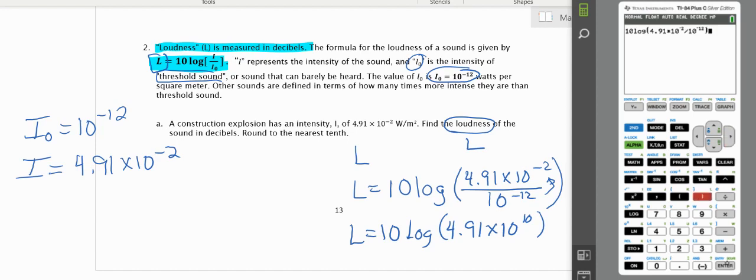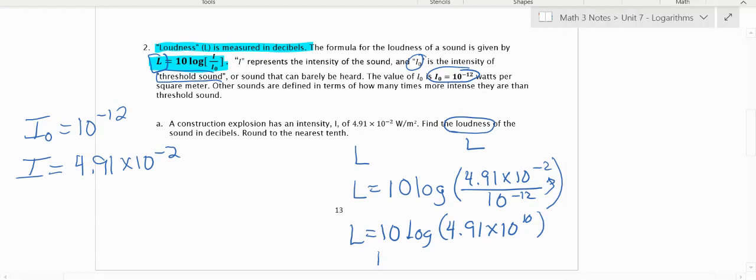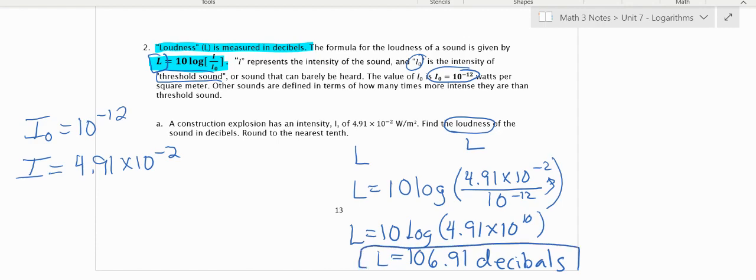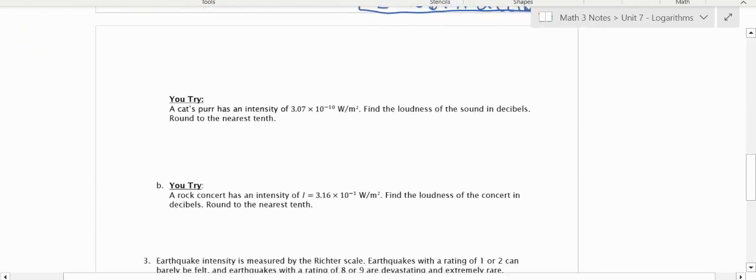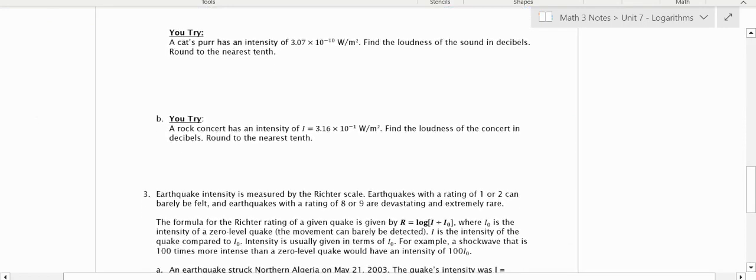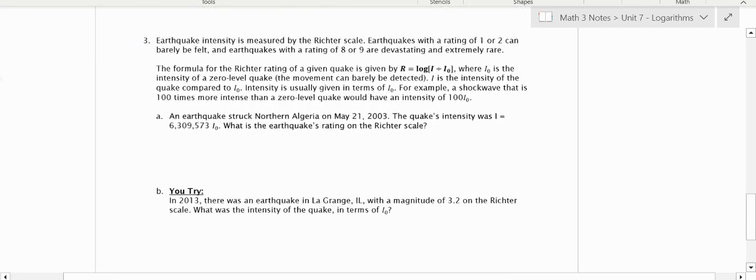So if I go ahead and solve that out, I should get 106.91 decibels. With these, you want to make sure you include your unit because it is an application problem, so units need to be in there. The U-try is very similar, so you can try those ones out. You're just substituting those in.